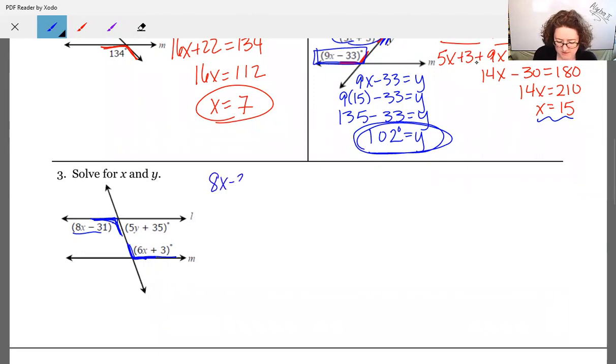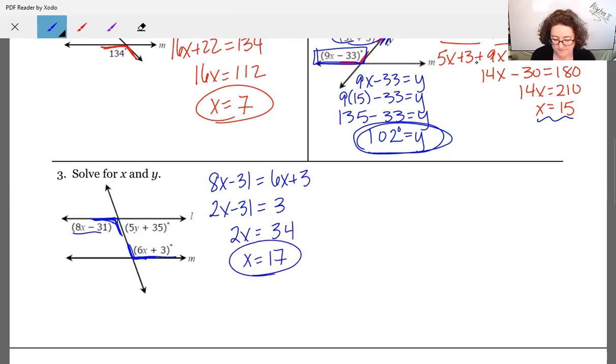So 8x minus 31 equals 6x plus 3. Subtract your 6x from both sides gives us a 2x minus 31 equals a positive 3 or just a 3. Again, my suggestion is don't try to do too many steps at one time. Again, fairly straightforward math, but if you're trying to do a whole bunch of things all at one go, it's really easy to accidentally leave off or use the wrong sign. Okay, add a 31 to both sides would give me 2x equals 34. And then divide both sides by 2, x gives me 17.